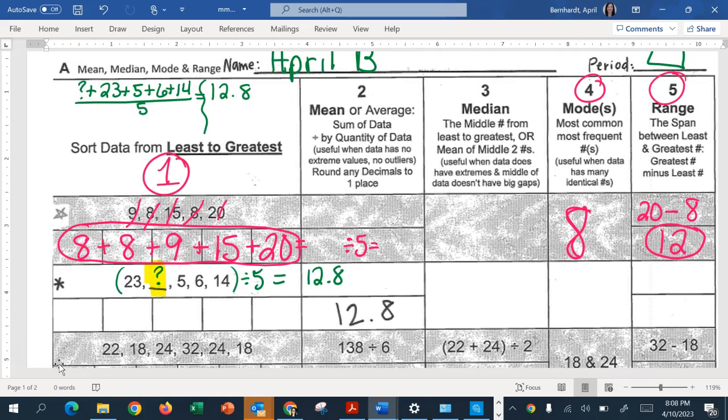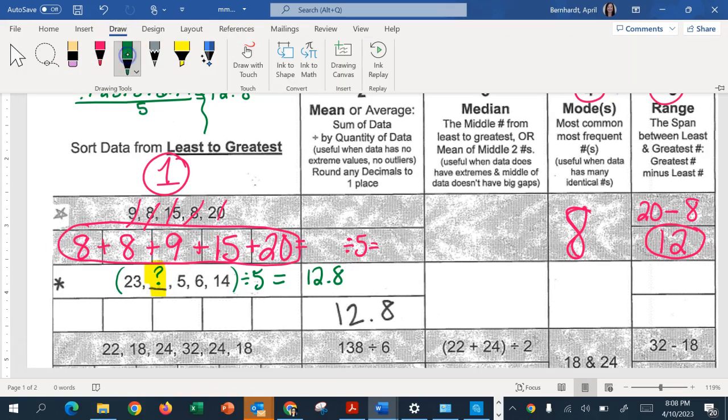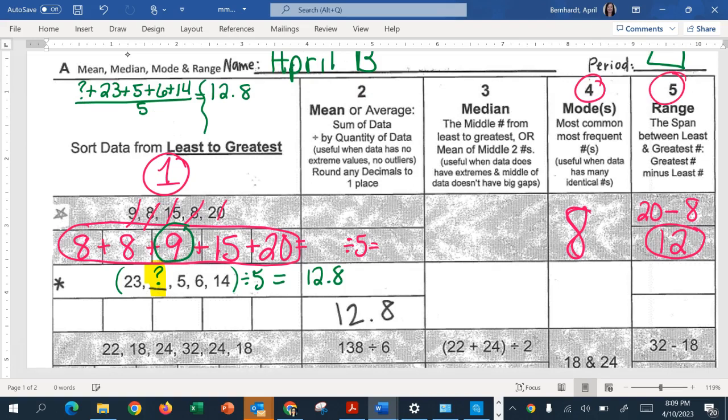Then I usually go to the median. Median means in the middle, and I have 5 numbers here. If you have an odd amount of numbers in your data set, your median is going to be exactly in the middle, with an equal amount of numbers on each side. For 5 numbers, I'm going to have 2 numbers on the left side of my median and 2 numbers on the right side. Again, make sure your numbers are ordered from least to greatest. So the median of this data set is 9.